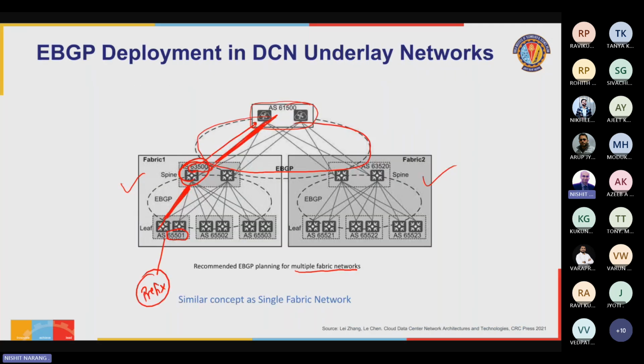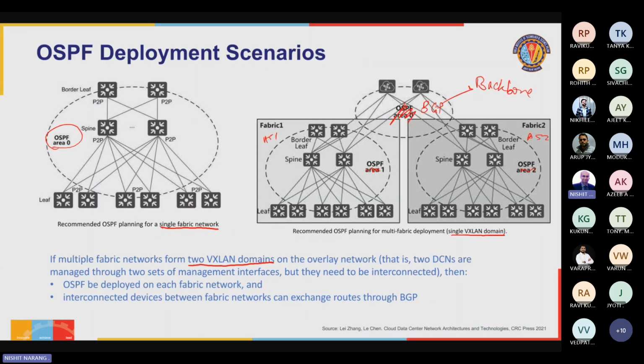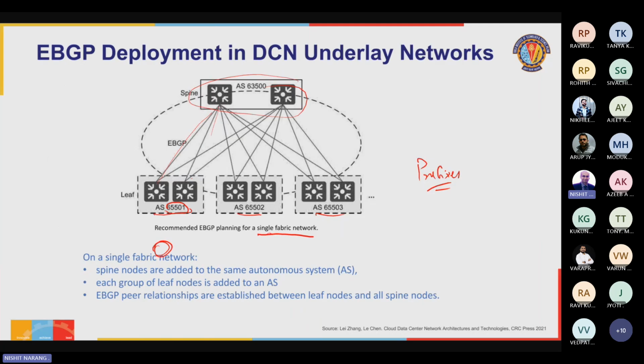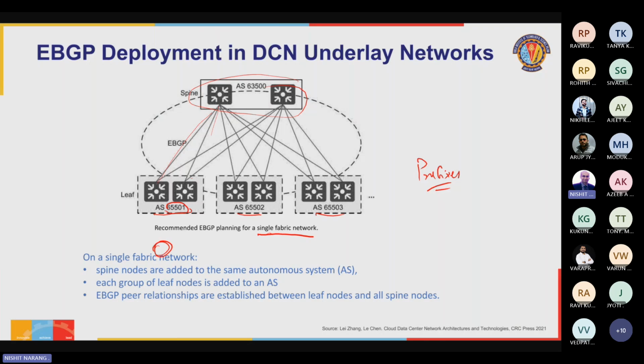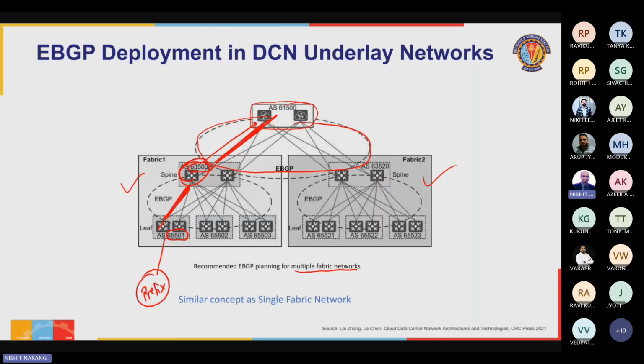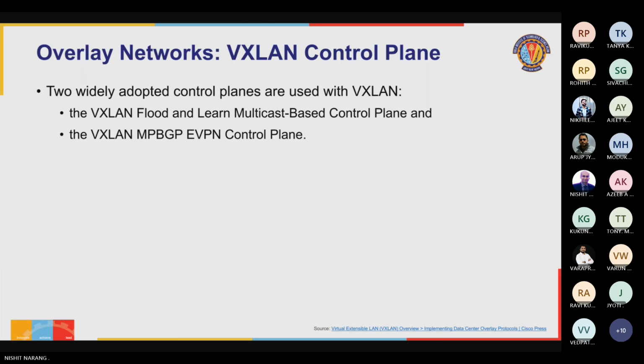So essentially, the deployment models for BGP and OSPF are similar to what we see in the internet. I can look at my data center network in a variety of ways. Each fabric as a separate thing, or if it's a single fabric network, only a two-tier architecture, not a three-tier hierarchical structure, I can put all of them into a single domain. So I can have different methods of deploying the control plane protocols in my data center network. So that's the underlay part of it.